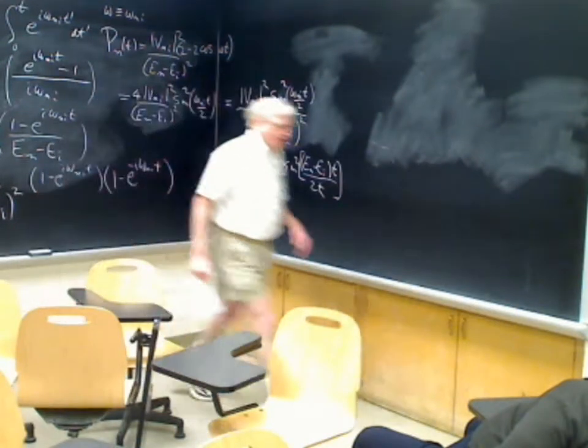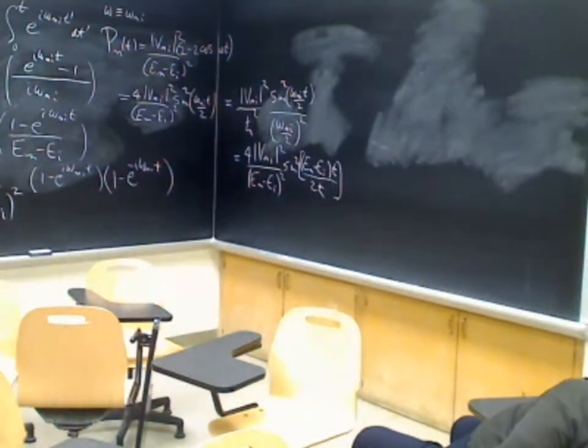All right, let me pause. And the first thing we want to do is we want to get out the time-energy uncertainty relation. And then, if we have time, get Fermi's golden rule.